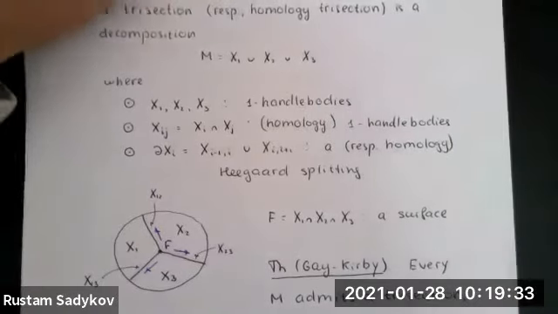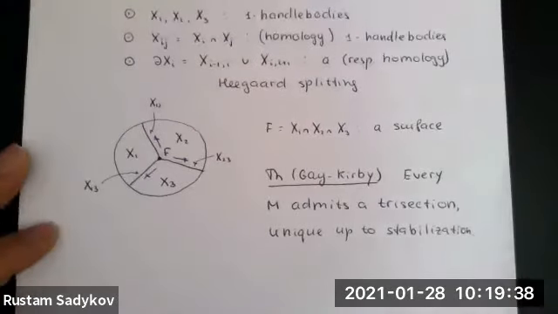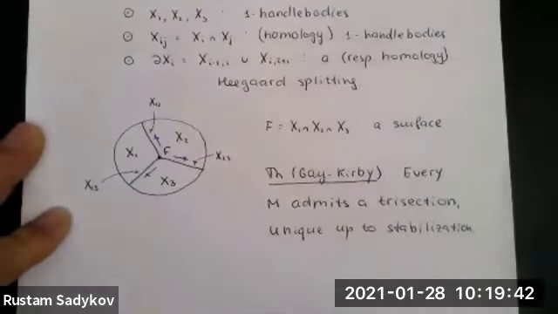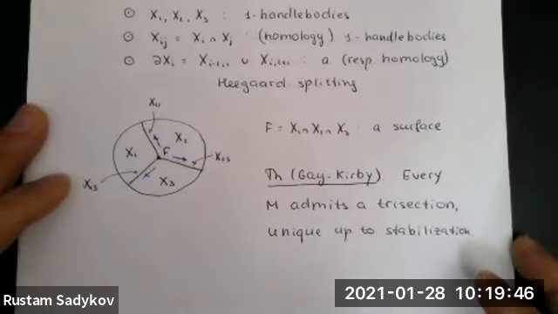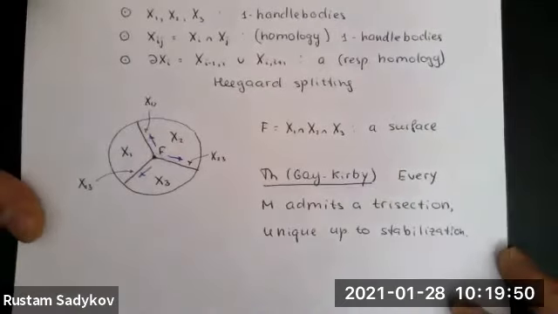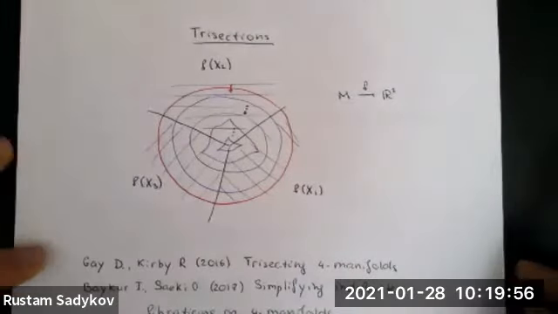A nice theorem, a very useful theorem, a very strong theorem, is a theorem by Gay and Kirby, which states that every manifold M admits a trisection which is unique up to stabilization. And in fact, this trisection, so it could be very hard to imagine, but it can be constructed in a very nice way. So this is how one can construct a trisection.